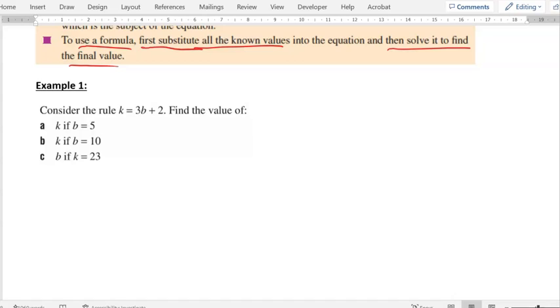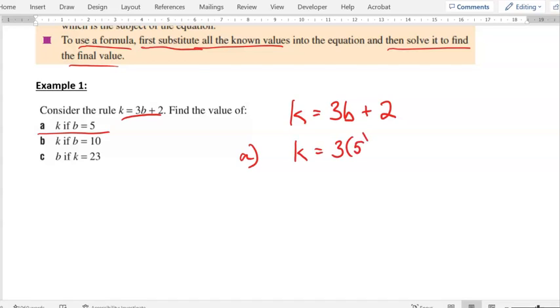So you will be given information. In a formula like this one, let's write it out. K equals 3b, which is 3 times b, plus 2. For A, we're going to solve for K, which is our subject, if b is 5. So I'll write K out again, but this time I'm going to substitute 5 in the place of b, and then solve. 5 times 3 is 15, plus 2. In this case, K is 17.